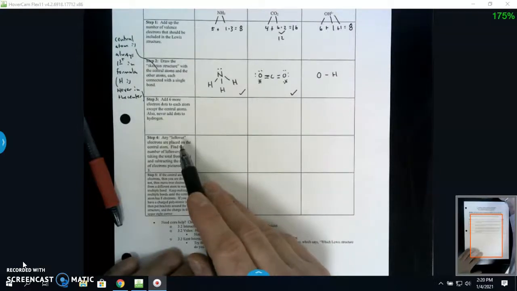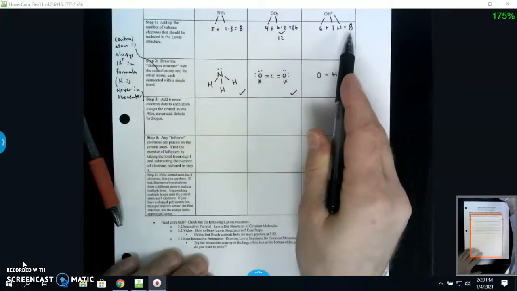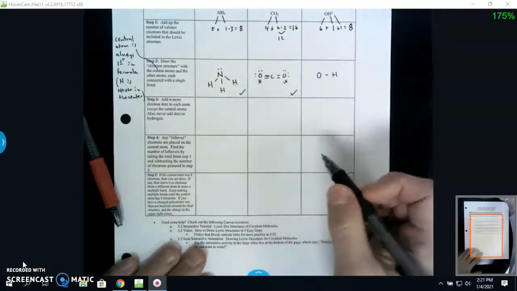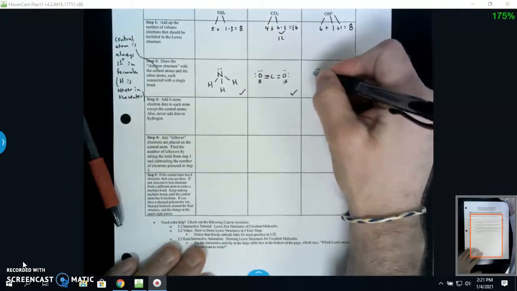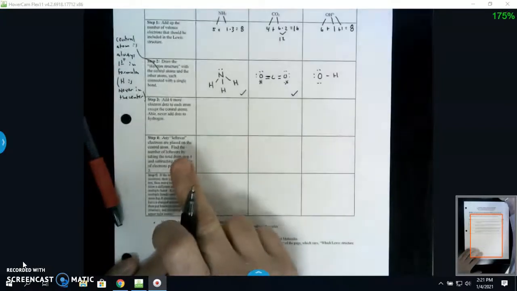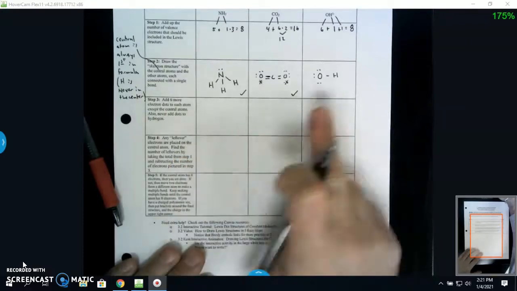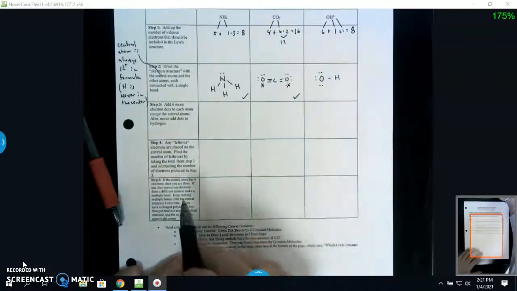It's about leftover electrons. We've used 2 out of 8, so we've got 6 leftovers, and we're never going to put any electrons on hydrogen. So listen to the counting. Here's 2, 4, 6, 8. So again, it says leftover electrons are going to be placed on the central atom, but we don't have a central atom, so oxygen is the best that we can do for that. Now we skip down to step 5.